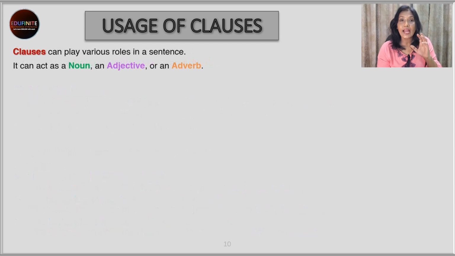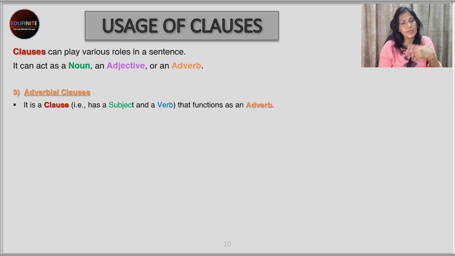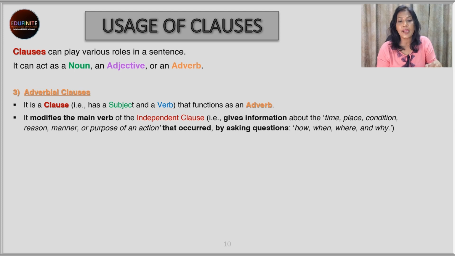Next, we come to adverbial clause, or clause that acts as adverbs. It is a clause, that means it has a subject and a verb, and functions as an adverb. It modifies the main verb of the independent clause. That means it gives us more information about the independent clause and gives information about time, place, condition, reason, manner or purpose of an action. So, why that action happened, where that action happened, or when that action happened.